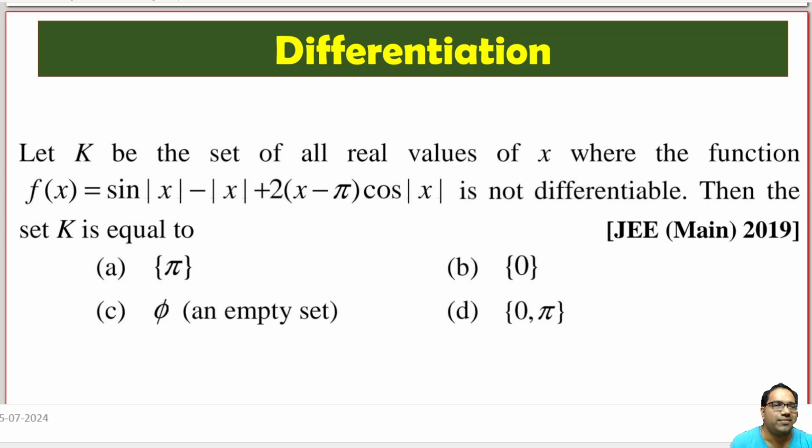We need to see whether this function f of x is sine of absolute value of x minus absolute value of x plus 2 times x minus pi into cos of absolute value of x is differentiable or not, and if it is not differentiable, where all it is not differentiable. So firstly, cos of absolute value of x is always cos x, because cos of plus x or minus x doesn't matter. So this is actually 2 times x minus pi times cos x.